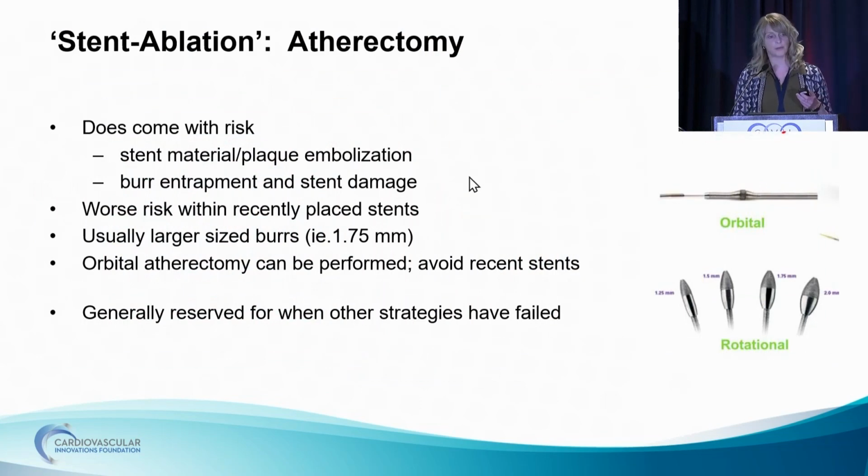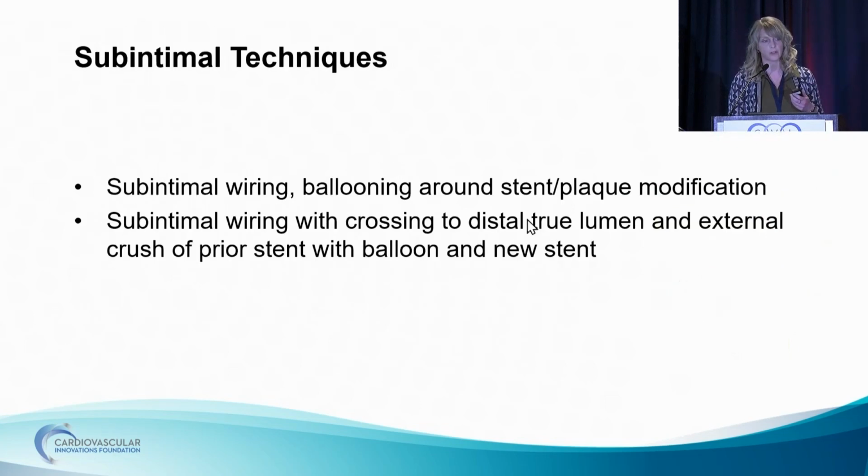Atherectomy is used further down the line, typically for stent ablation, especially if you've got a really undersized stent in there. There is a little bit higher chance of things like slow reflow or burr entrapment, and you do tend to use larger burrs here, like 1.75, for instance, if it's rota. So generally, we do it down the line in the algorithm.